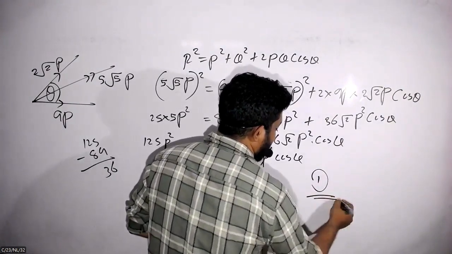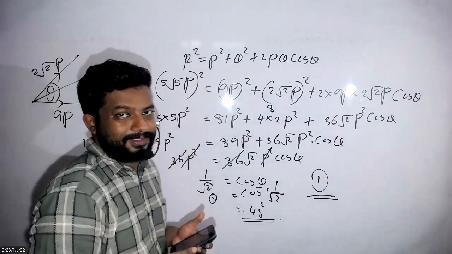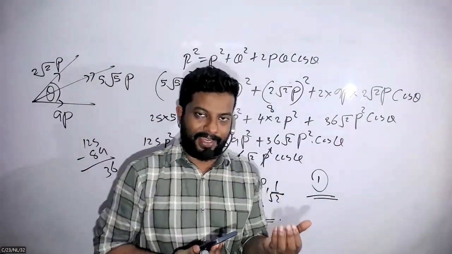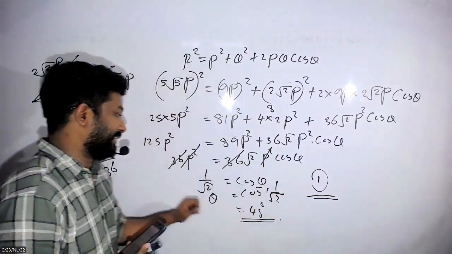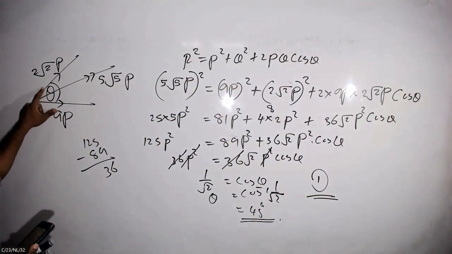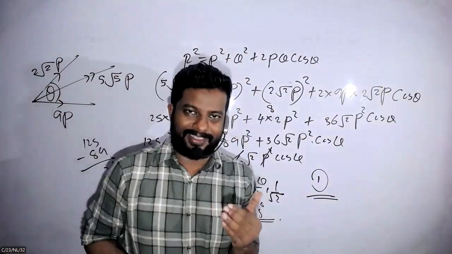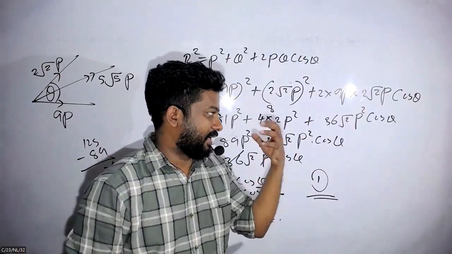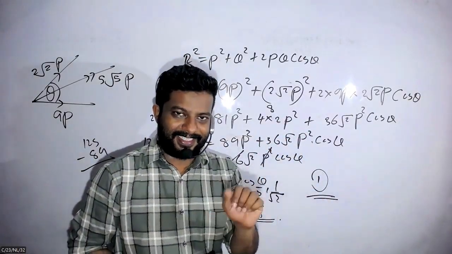In this question, you need to just substitute the given values into the formula. Then you can find the cos theta value. Then you can take the cos inverse value. Then you can find the angle between the given two vectors. Right? This is an easy question. You need to substitute the given values, right? Let's see the next question.